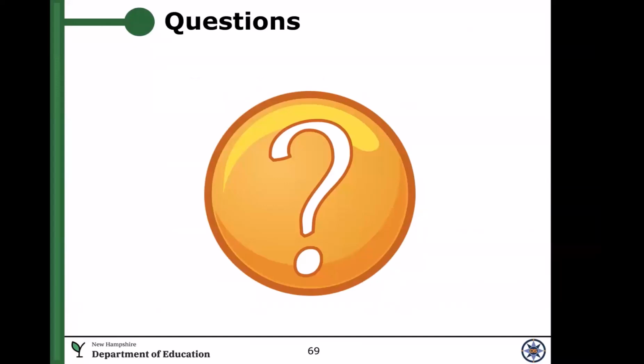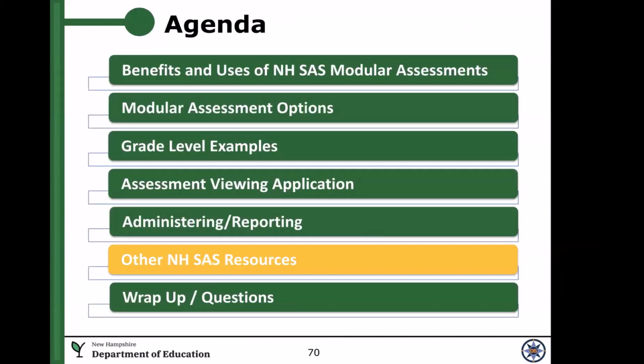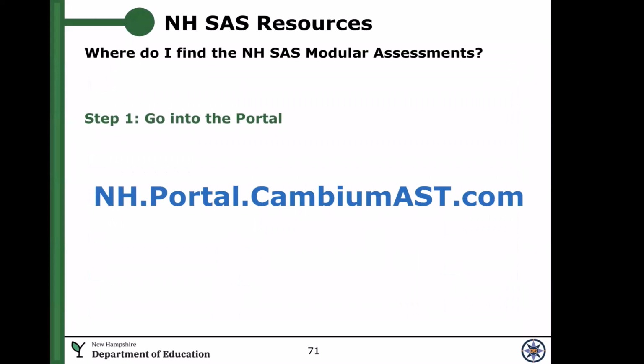All right. I will have Annie continue to monitor. We're going to just wrap up. There's a couple of resources that are available. First and second grade, there's not a lot of resources for you on the New Hampshire SAS portal, but there's a couple. So I want to show you where that is.